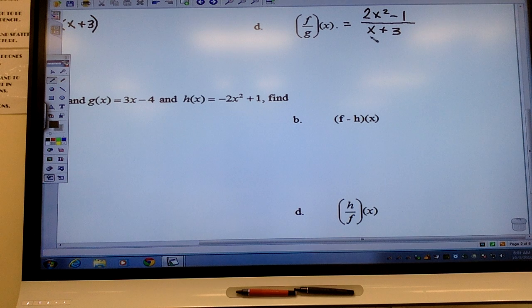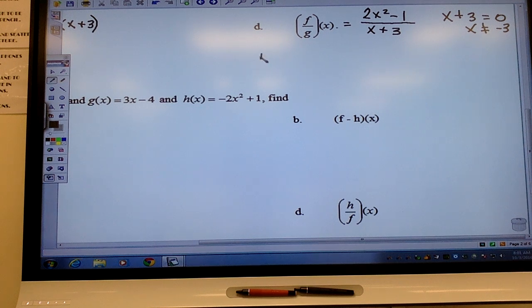But because we have a variable in the denominator, there are going to be values of x that we cannot have because we cannot take a chance on our denominator being 0. So let's determine what values of x we cannot have. So let's set x plus 3 equal to 0 and solve for x. So x cannot equal negative 3.